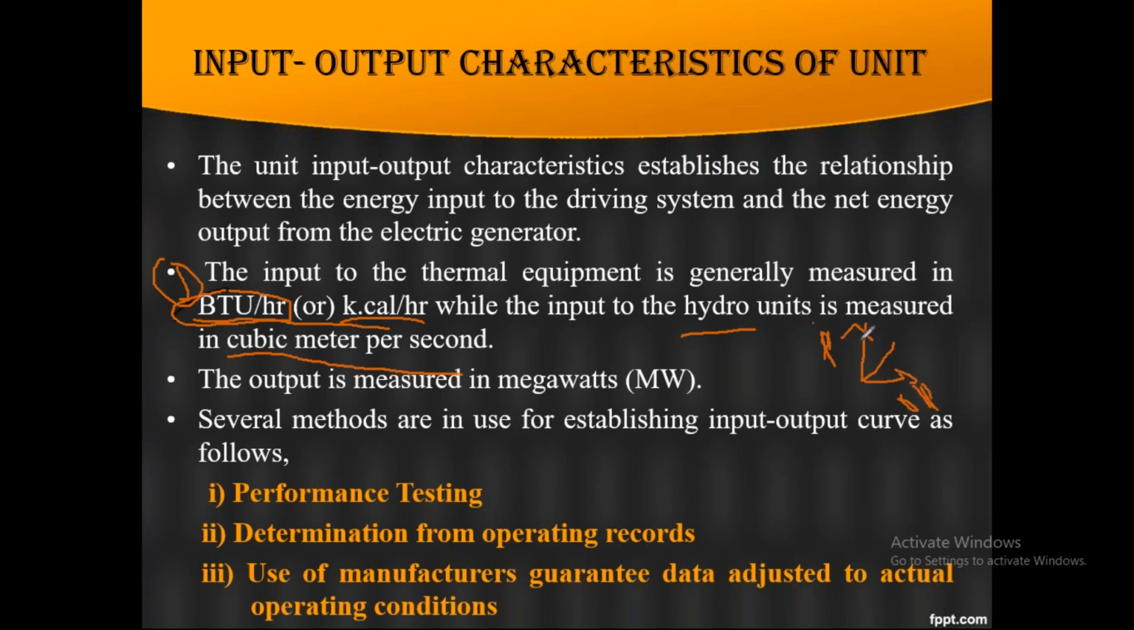Now this characteristic should be calculated based on three methods. One is performance testing, the second is determination from operating records, and the third is manufacturer guarantees. Based on these three data sources, we can categorize the input-output characteristics of a unit. It may be a thermal power plant or a hydro power plant. Now the first one is performance testing. Let me see what the procedure in performance testing is and how we can draw the input-output characteristics by the performance testing method.